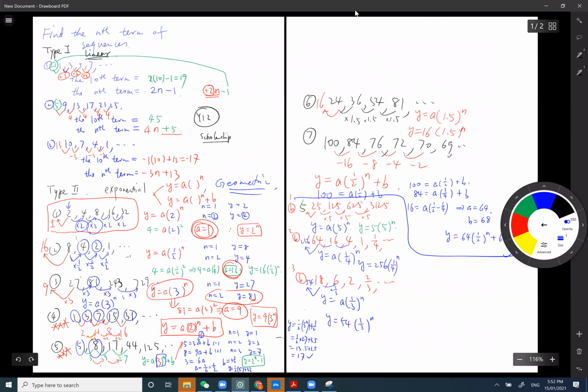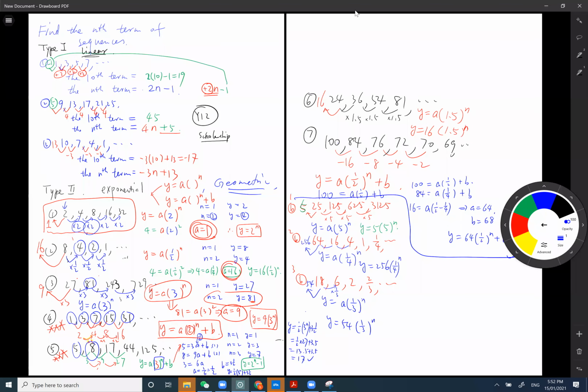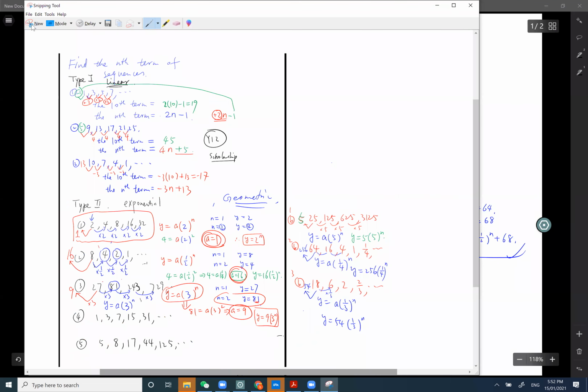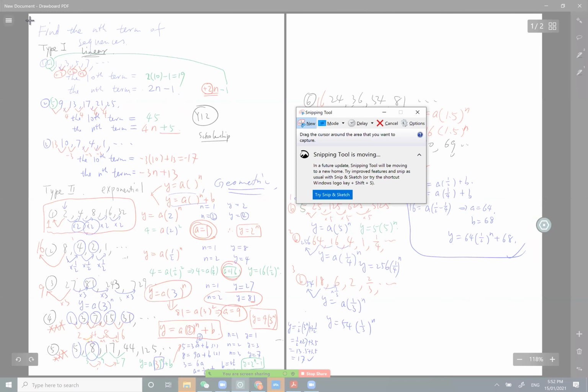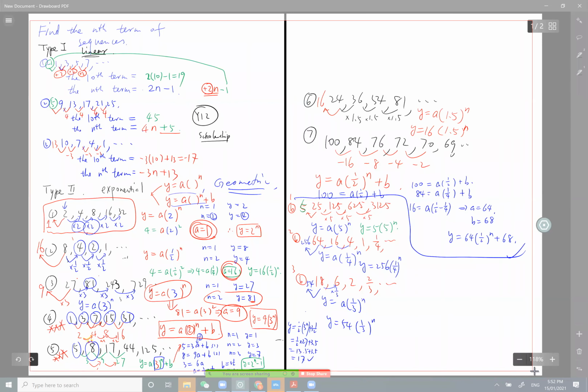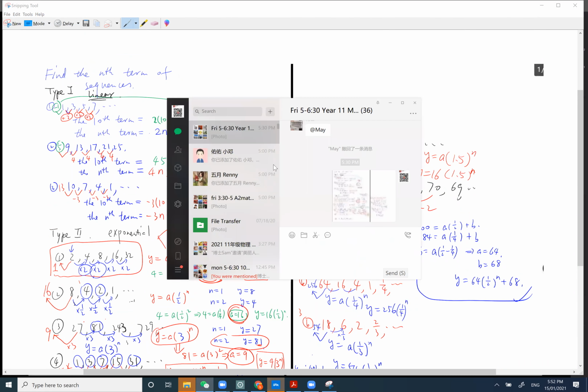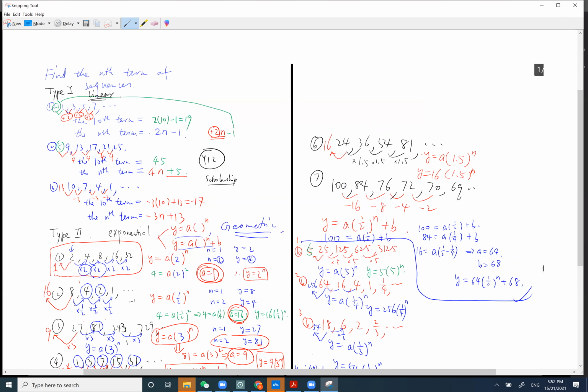This is type 1, linear. Type 2, exponential. We got 2 types. Homework: for the example, you need to do it again. Cover the answer and try it again. I'll post this whole page in the WeChat group. You need to find the formula again without checking the answer. Type 3. Today we learned too much stuff. Type 3.